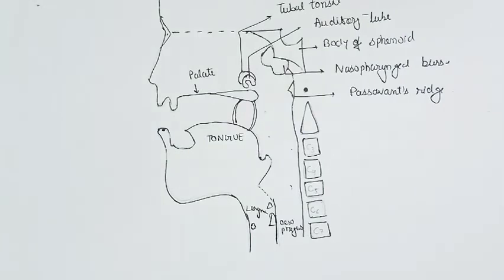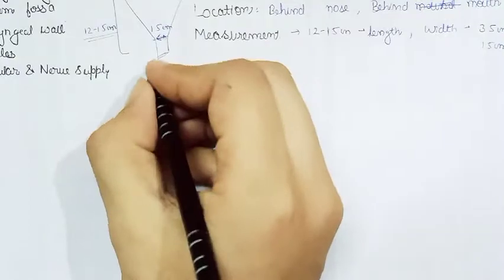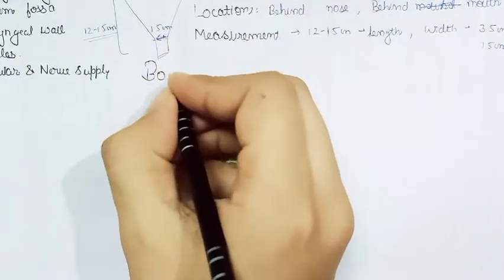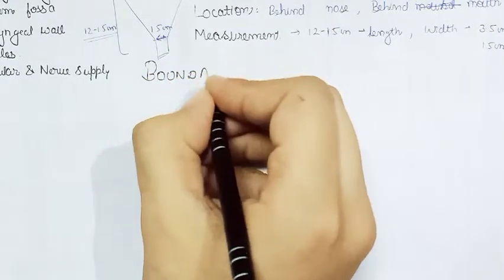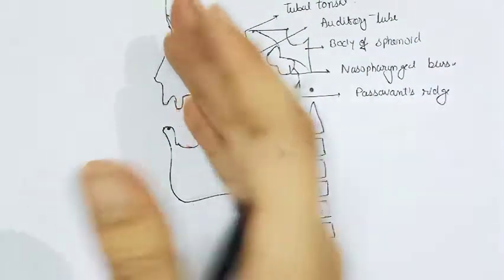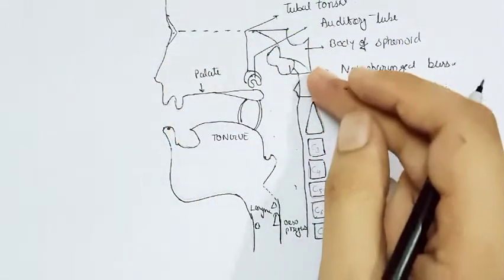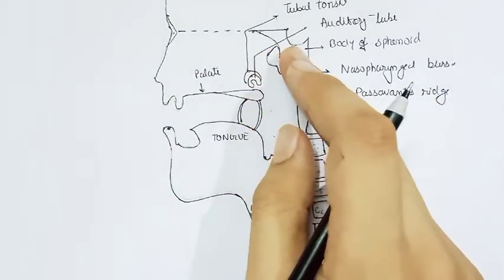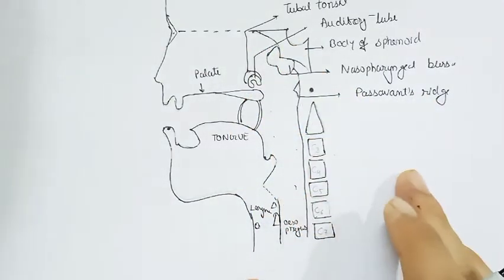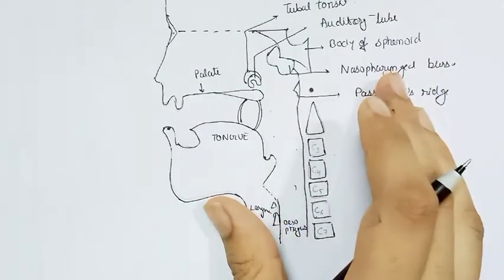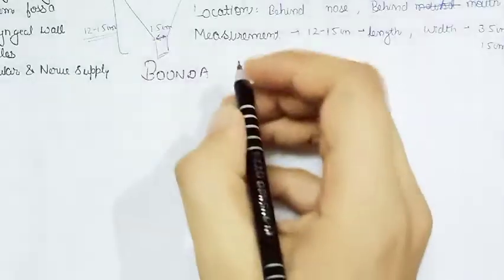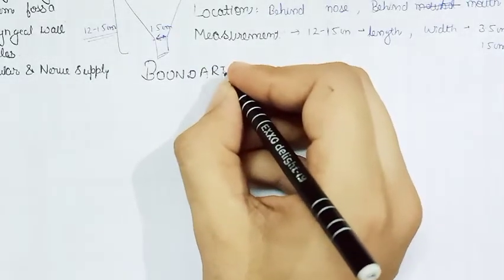So let's proceed further with the boundaries of the pharynx. So let's start with the boundaries of the pharynx. So we have an anterior boundary. As you can see in this diagram, we have an anterior boundary. We have the posterior boundary, superior boundary, and an inferior boundary. So what structures constitute all these boundaries, we will see now.